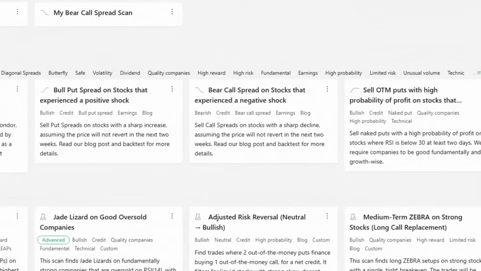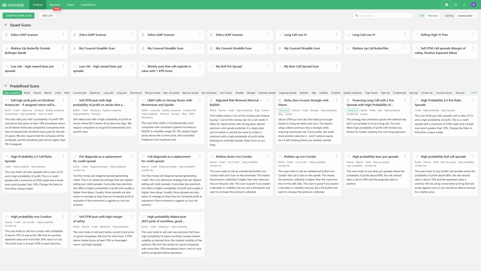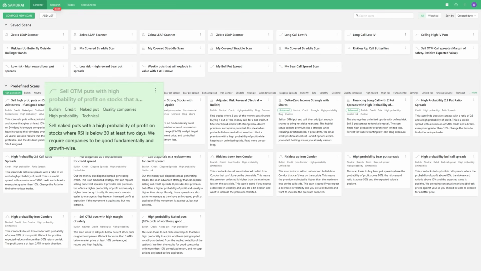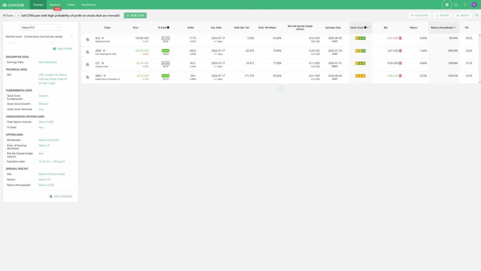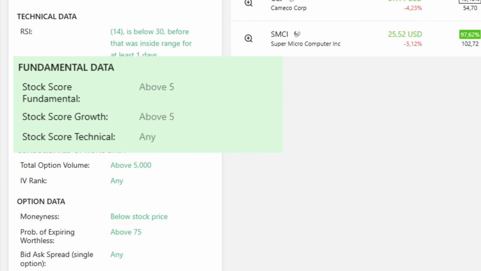First, I head over to the predefined scans. Up at the top, I click the high probability tag, and here's the one we want. It's called Sell Out of the Money Puts with High Probability of Profit on Stocks that are Oversold. What it looks for is simple: stocks where the RSI, a common technical analysis indicator, is below 30, and it only keeps companies that are fundamentally solid and still growing.